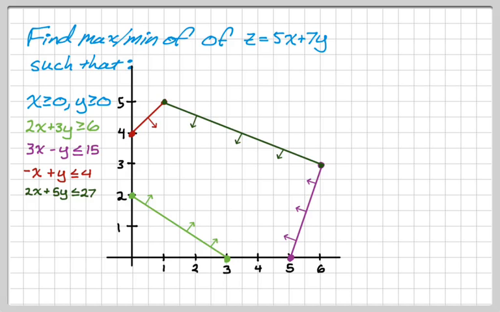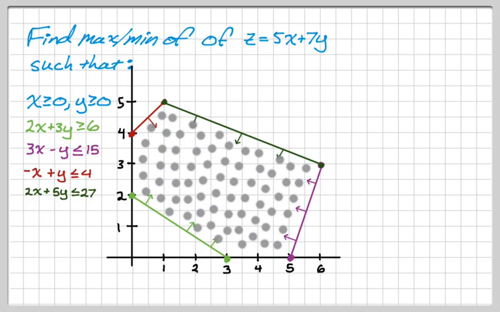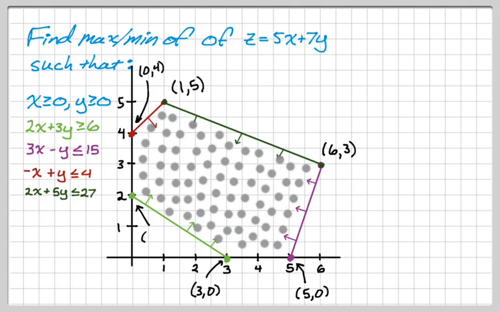What I'm going to do here is just shade the feasible region. I'm using this dotted gray for that. I need the corners, so I'm just going to go around and label them. I found them: I got (3, 0), (5, 0), (6, 3), (1, 5), (0, 4), and (0, 2). Okay, so I have all those corners.